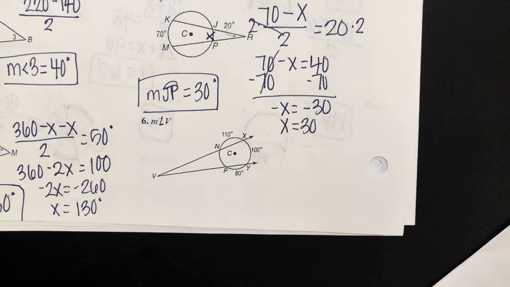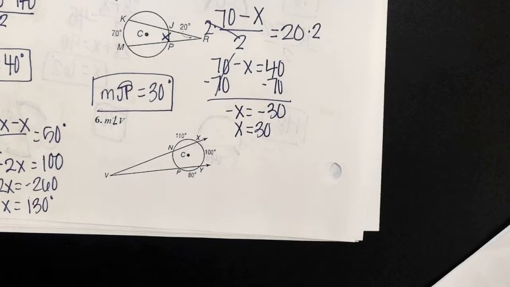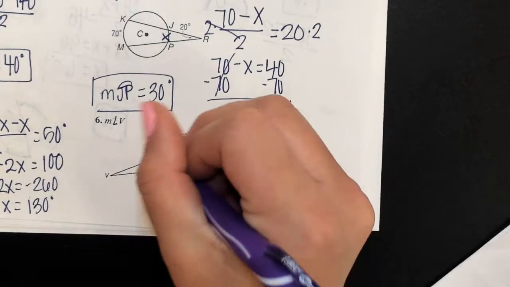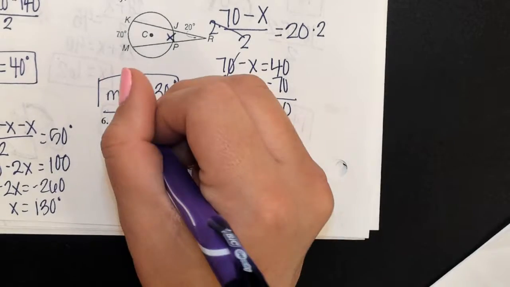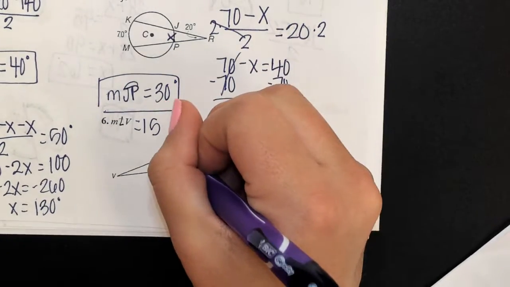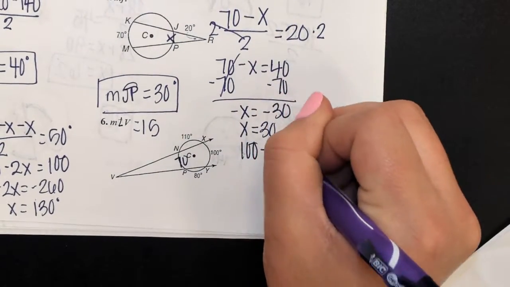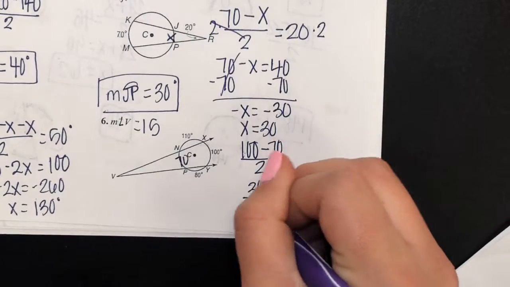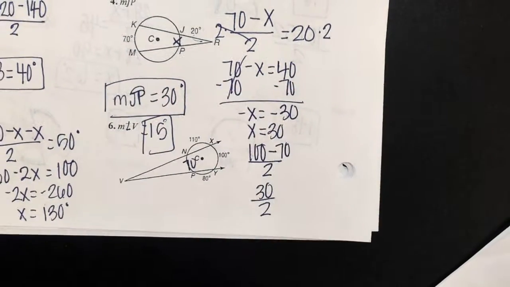Try 6. Don't overthink. You'll see it. It's all there except for one piece, right? So how do we find my baby arc? Subtract all of those and subtract everything from 360. What's that leave you with? It leaves you with 70. So 100 minus 70 divided by 2, which is 30 divided by 2, which is 15 degrees.